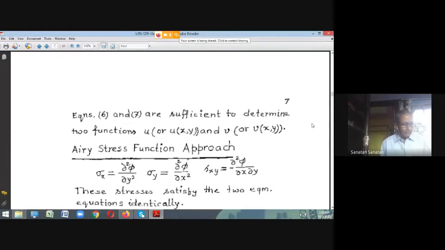So we ended by saying that for solving any stress analysis problem, we have to determine three functions, stress functions or stresses, sigma x, sigma y, and tau xy in two dimensions, each of which is a function of coordinates x and y.